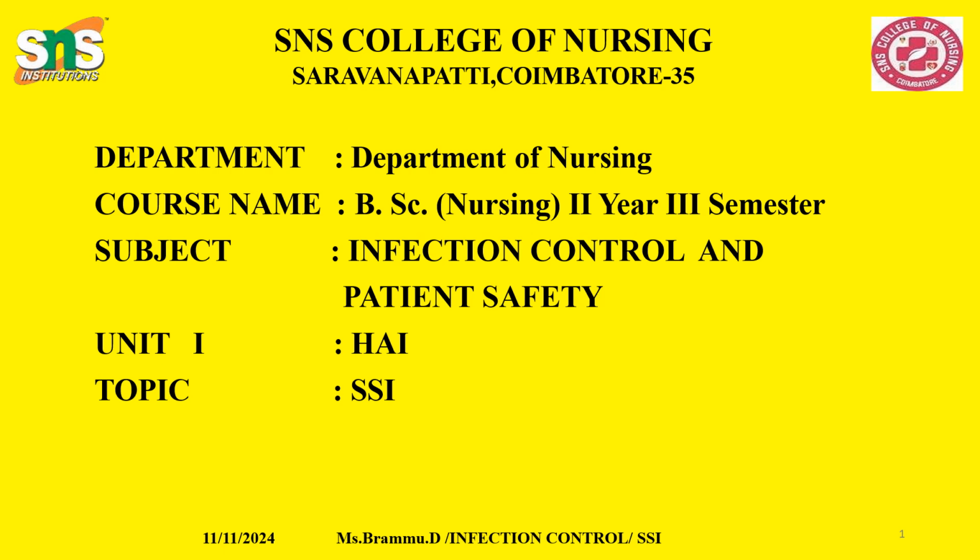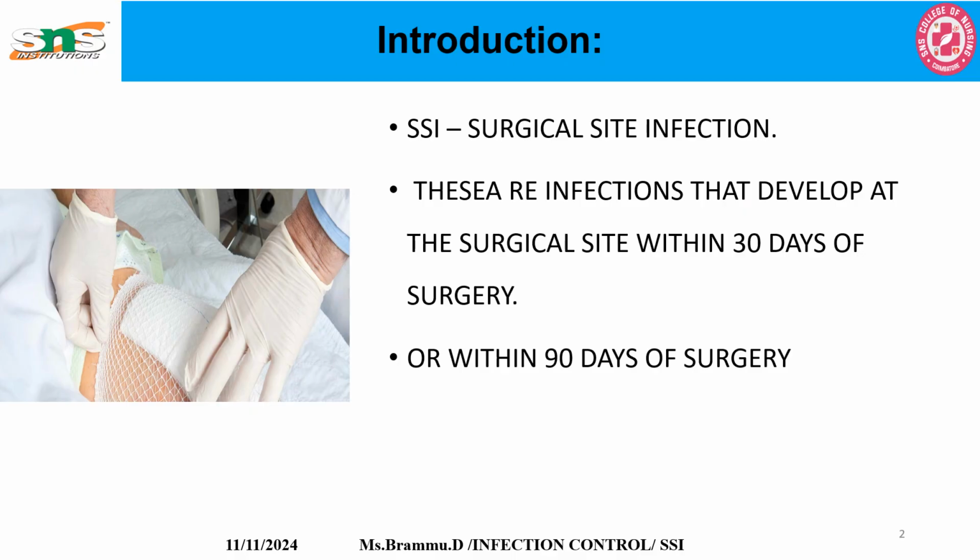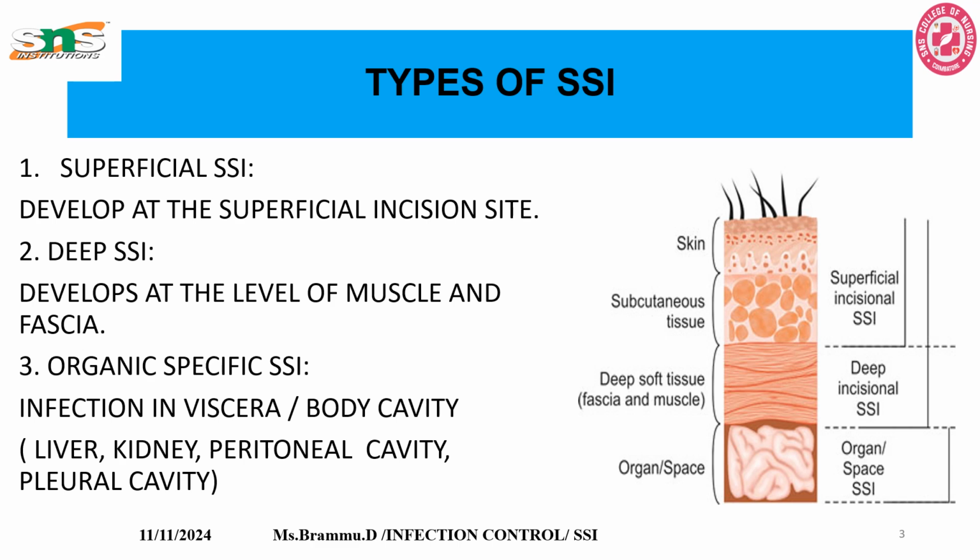Hello everyone. So now we are going to see about the hospital-acquired infection, which is the next one, surgical site infection, which we call SSI. These infections majorly develop at the surgical site within 30 days of surgery, or in major surgeries within 90 days of surgery. The types of SSI would be superficial, deep, and organic.